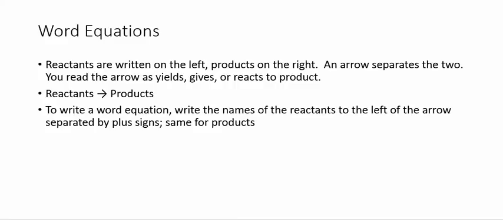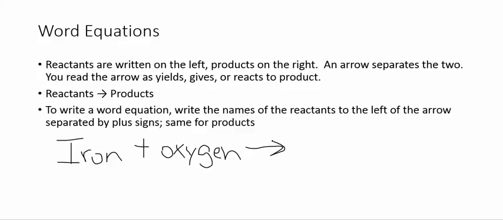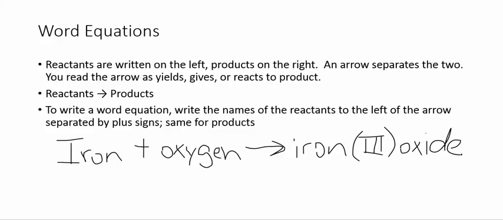To write a word equation, we're going to write the names of the reactants to the left of the arrow. So for example, iron plus oxygen. The arrow, which means forms or yields. And then my product over here, iron 3 oxide. So reactants, iron and oxygen, product, iron 3 oxide.